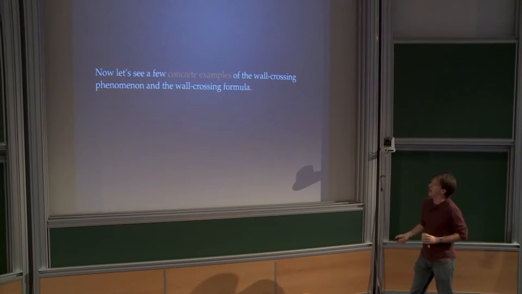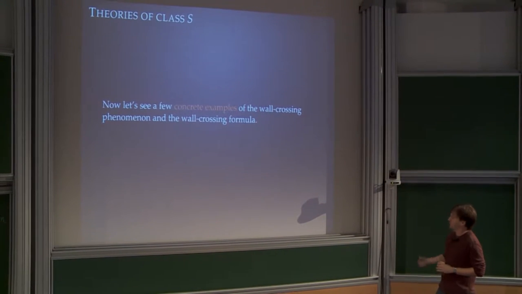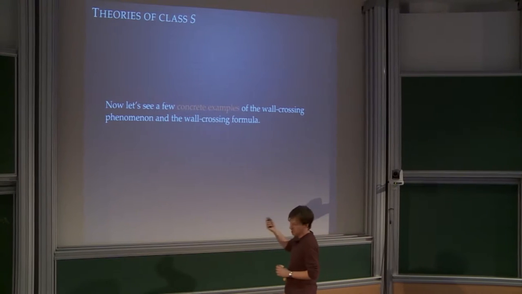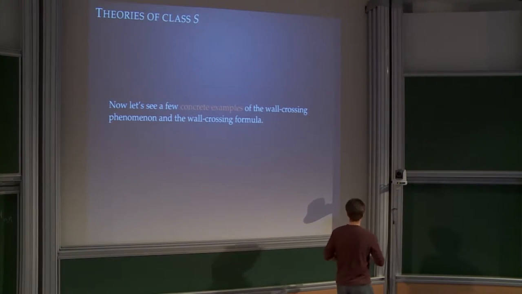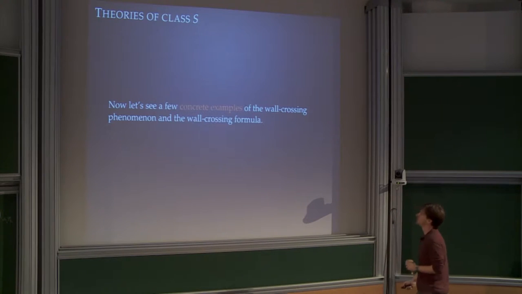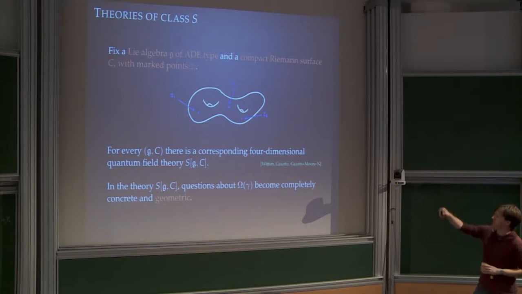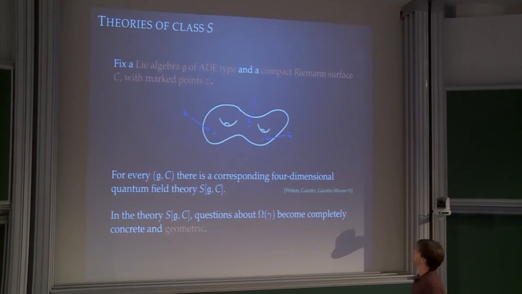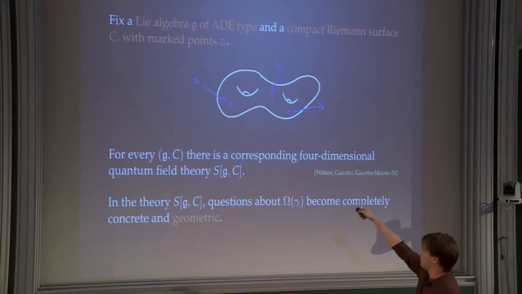Okay, so now I want to switch essentially from physics to mathematics. I want to show you a few actual concrete examples of this wall crossing phenomenon and of the wall crossing formula that Kontsevich and Soibelman wrote down. So let's fix some data. Let's fix a Lie algebra of ADE type, and let's fix a compact Riemann surface that we draw there, with a bunch of marked points on it.